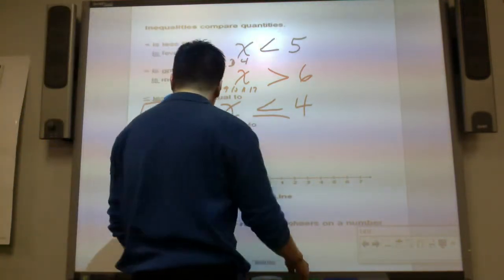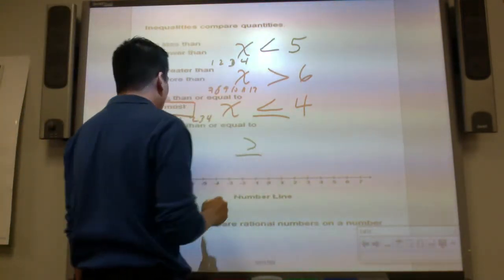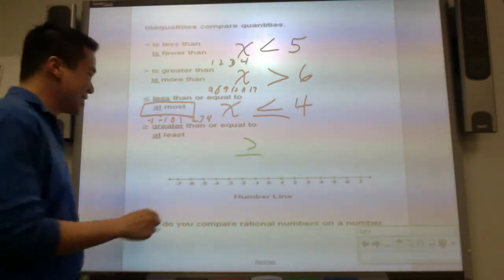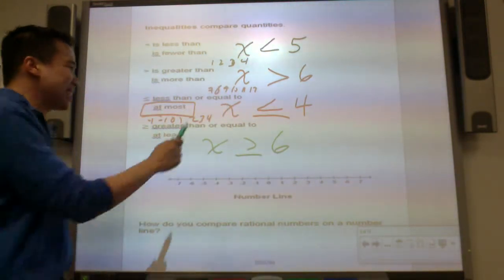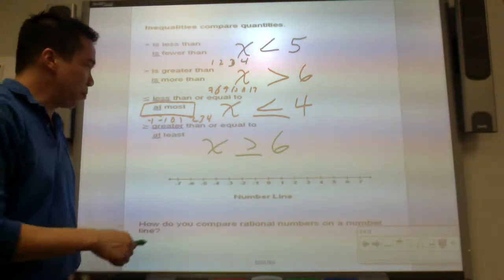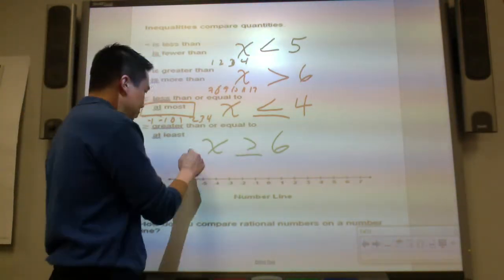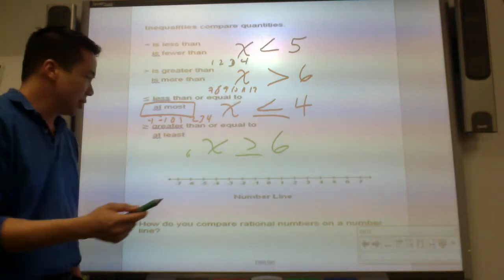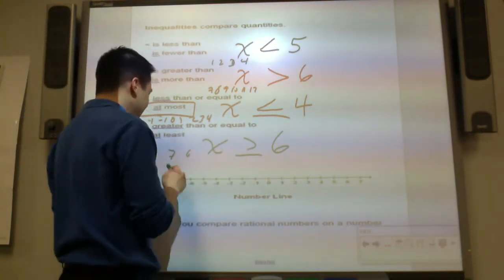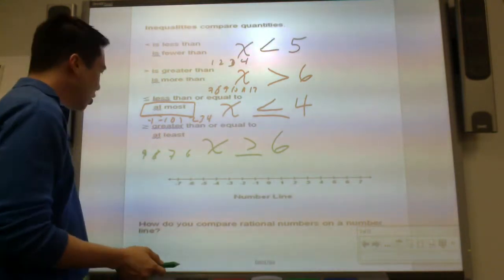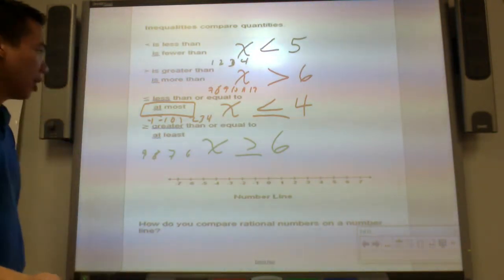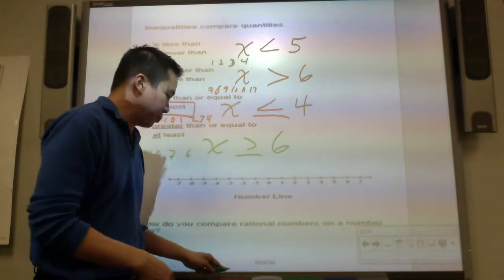And the last one is greater than or equal to, or at least. Can you name numbers that are at least 6? Barely 6 or equal to it? Well, 6 is at least 6. 7 is at least 6. 8 is at least 6. 9 is at least 6. 15 is at least 6. Or greater than or equal to.